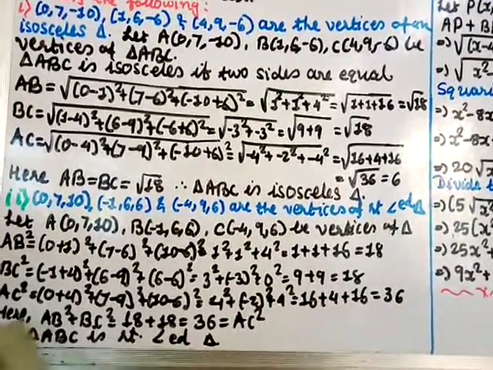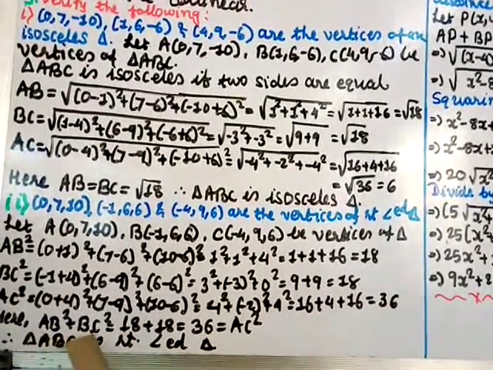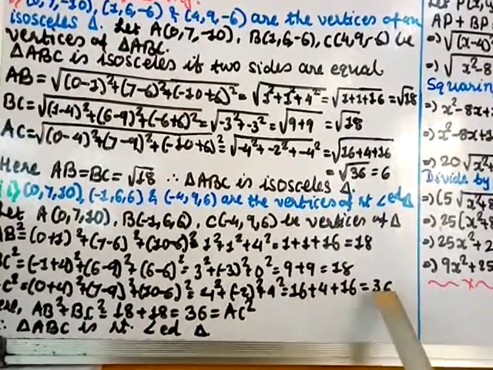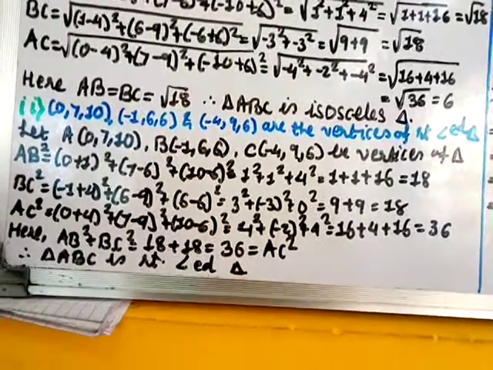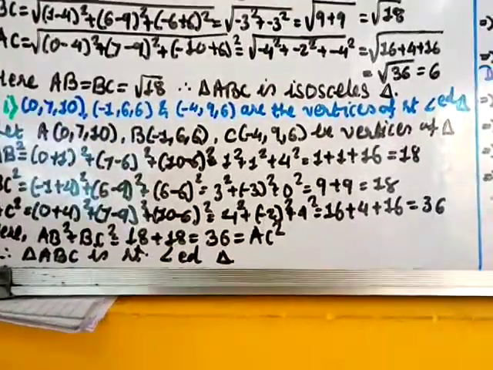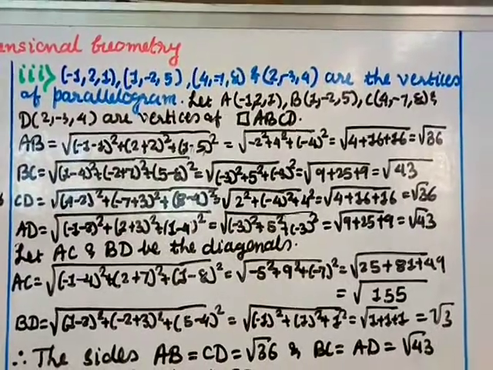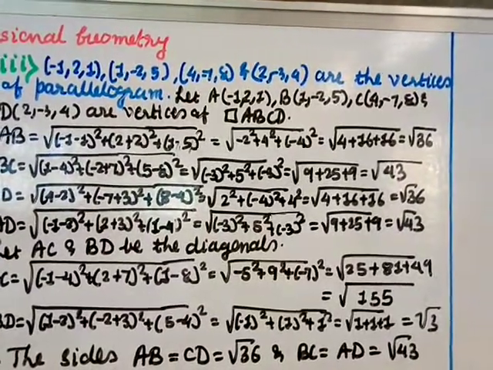Now here we can see that if I add these two, I'll get the third side. That means AB square plus BC square equal to 18 plus 18 equal to 36, and that is AC square. So this is by Pythagoras. So we can say that triangle ABC is a right angle triangle. Hence verified.